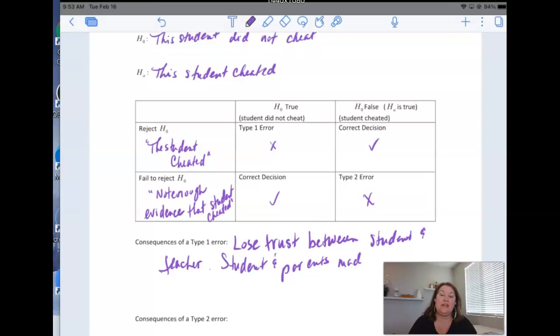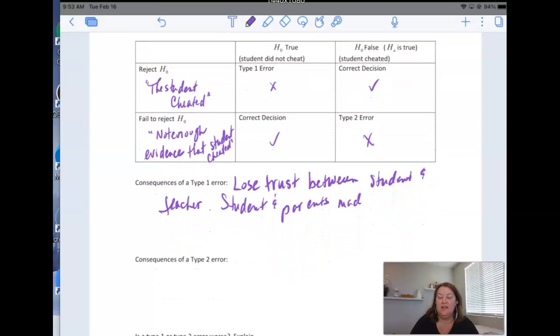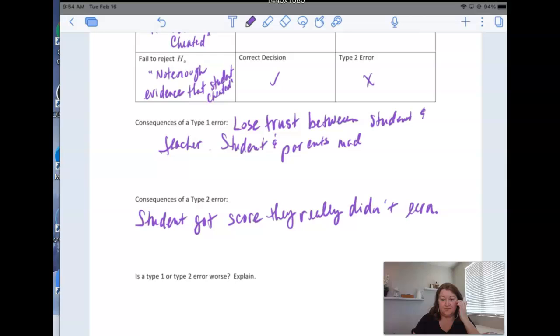What's the consequences of a type 2 error where I say there isn't enough information to prove that they cheated, but we find out later they really did cheat? Well, then what happens? The student got a score they really didn't earn. Right? Okay, something along those lines.